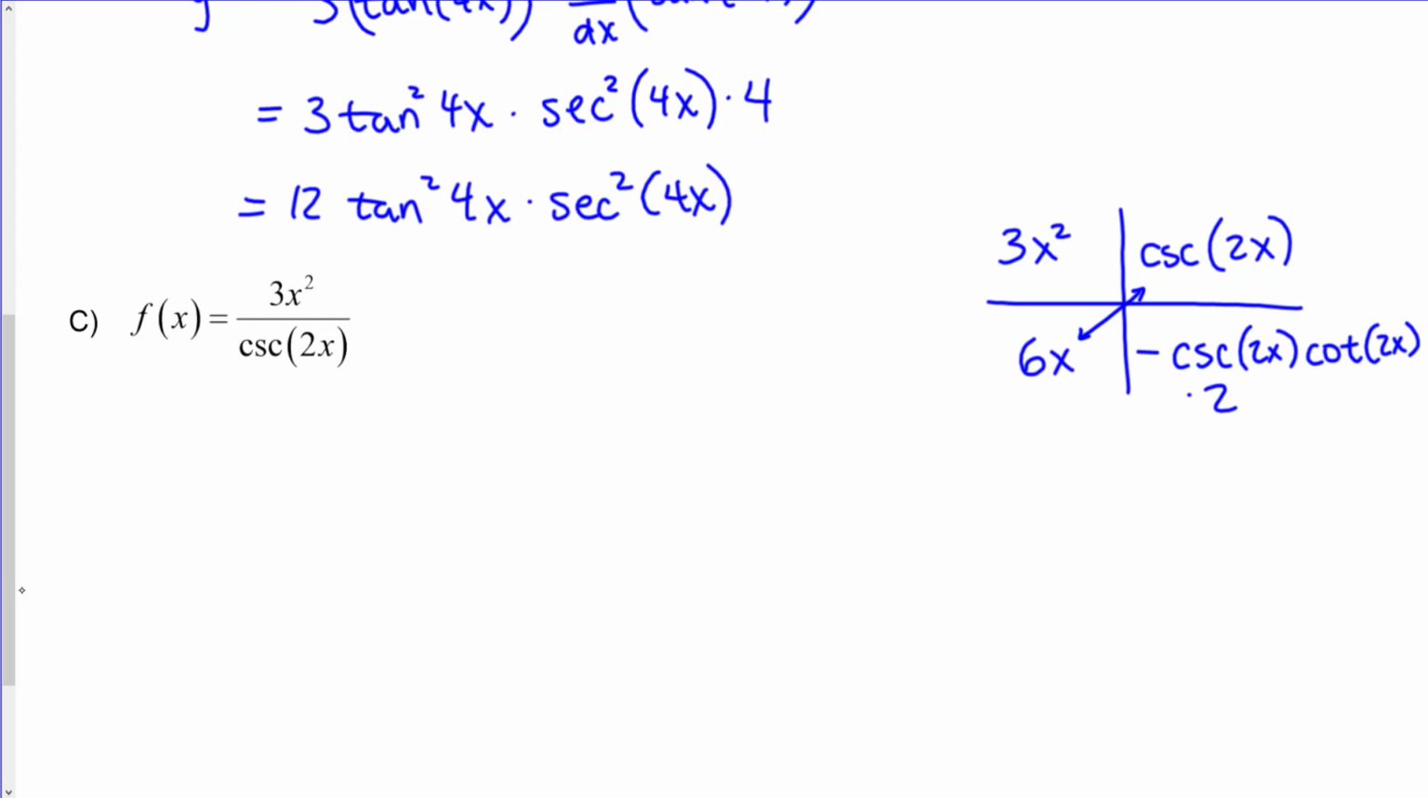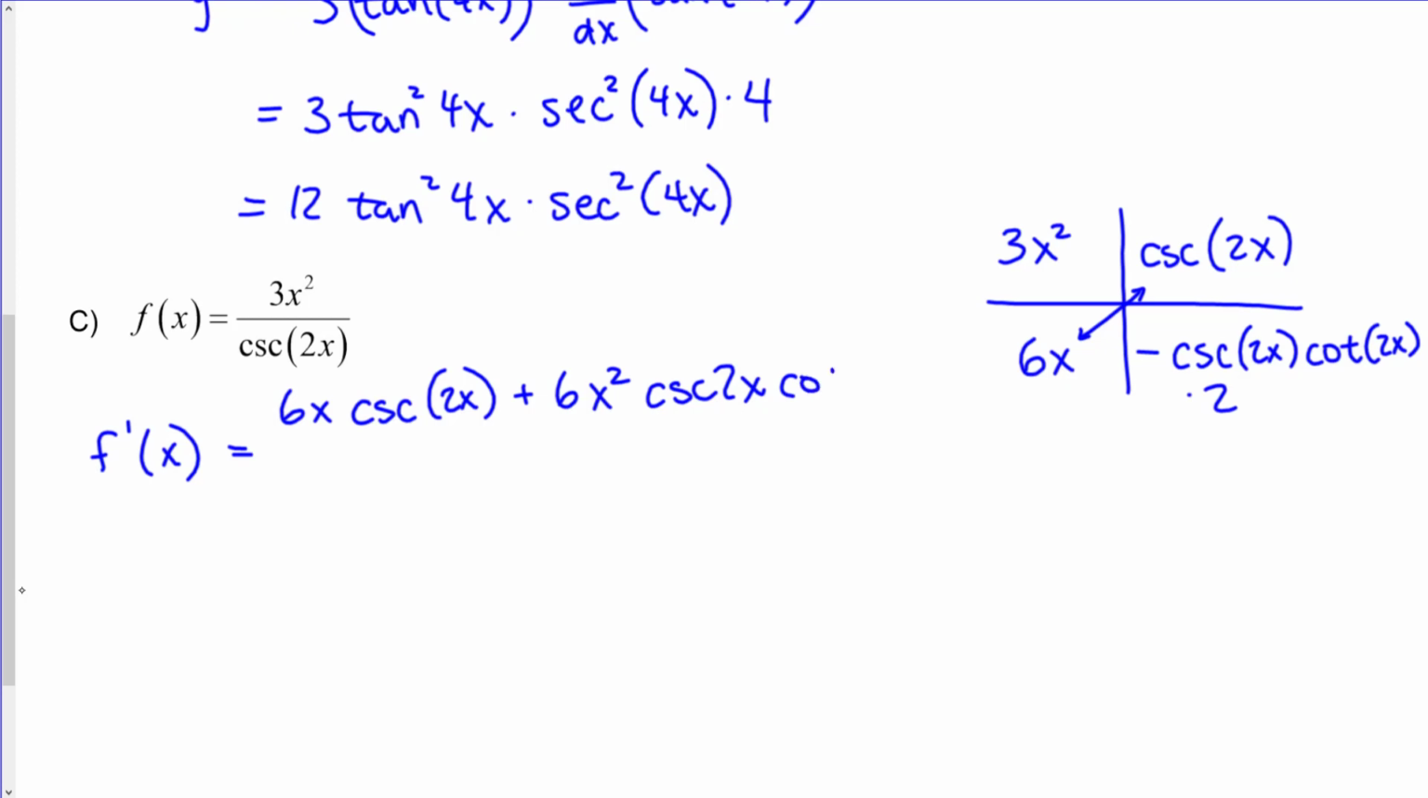These two corners always multiply together first in the quotient rule. So the derivative of function f in the numerator is 6x cosecant of 2x. And then it's going to be minus the product of those other two corners. But since there's a negative, it becomes positive. So plus, let's see, 2 and 3 multiply to 6. Then I have x squared cosecant 2x and cotangent 2x. All over the original denominator squared.